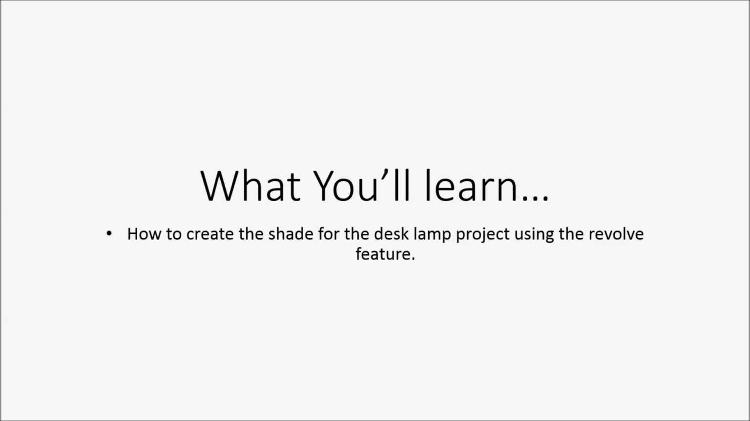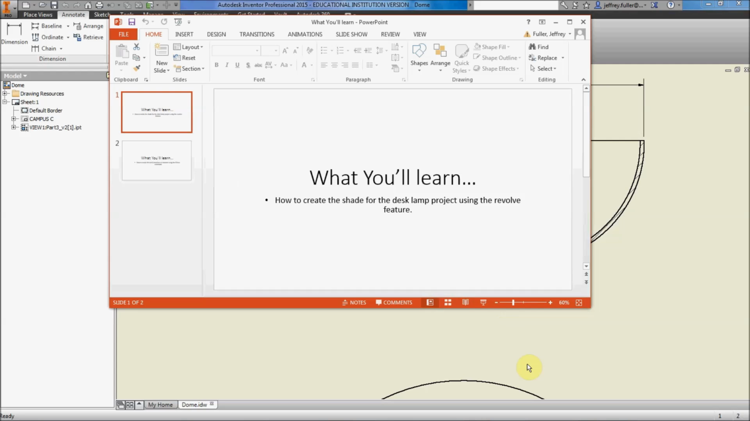Hello again. What you'll learn today is how to create the shade for the desk lamp project using the Revolve feature. We're also going to be using some mirror featuring and some other split graphics and things like that. So go ahead and open Autodesk Inventor if you have not already.